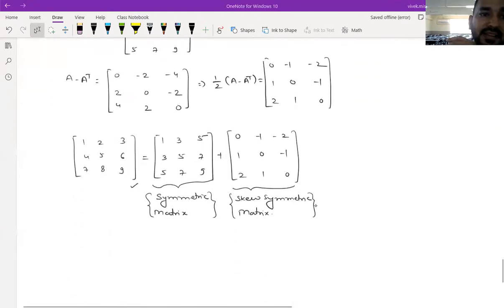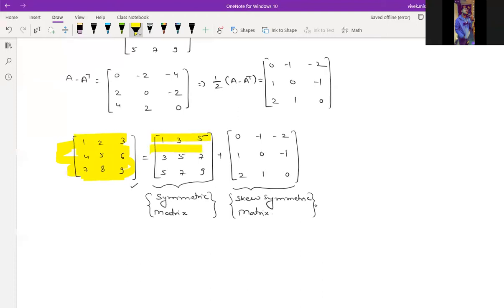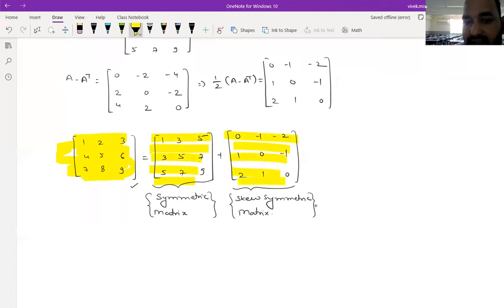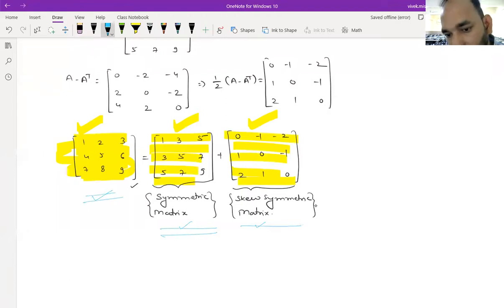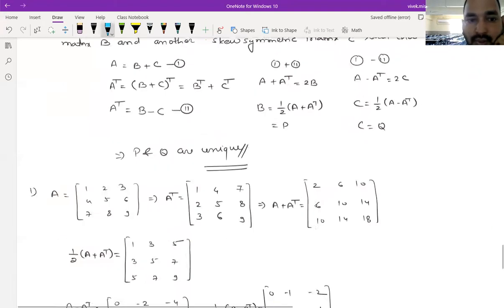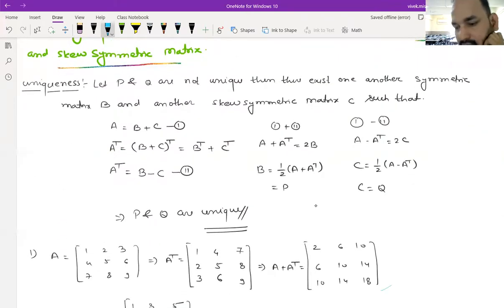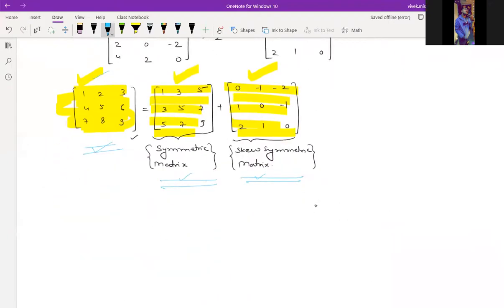Uniqueness means this: look, this is your matrix. When you express it as a symmetric and a skew symmetric matrix in the form of their addition, you will get only one symmetric and only one skew symmetric matrix. It is not the case that you can get many symmetric and many skew symmetric matrices. That case will not arise. For this matrix there will be a unique symmetric and a unique skew symmetric matrix whose addition gives it. That's what the result taught. I proved uniqueness in the result, but in the question we will show uniqueness a bit.